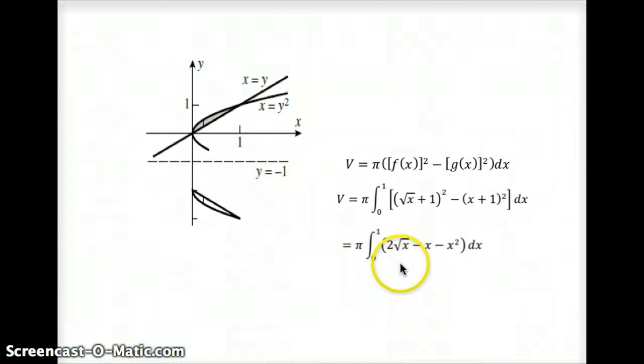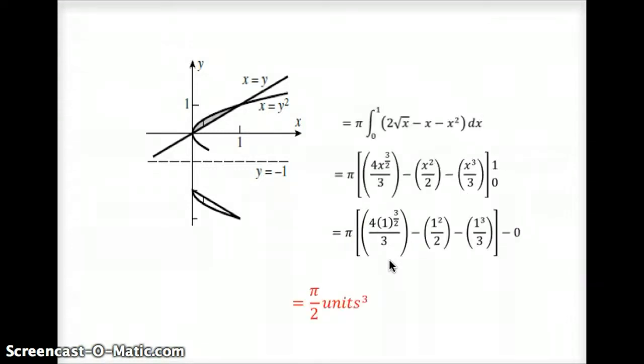So when I multiply all these things out, I get volume equals pi times the integral from 0 to 1 of 2 square root x minus x squared with respect to x.